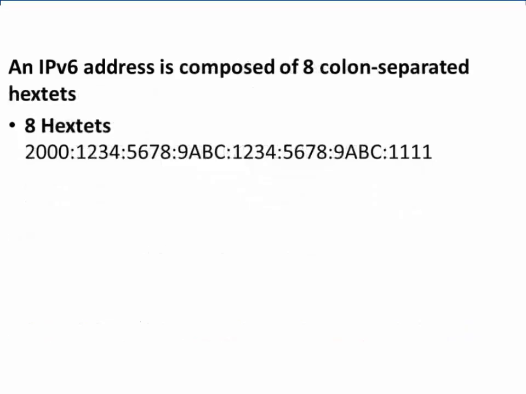An IPv6 address is composed of 8 colon-separated hextets. We can see the 8 hextets here, separated by the colons.